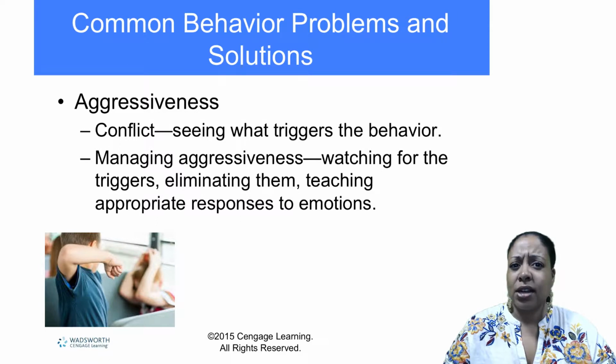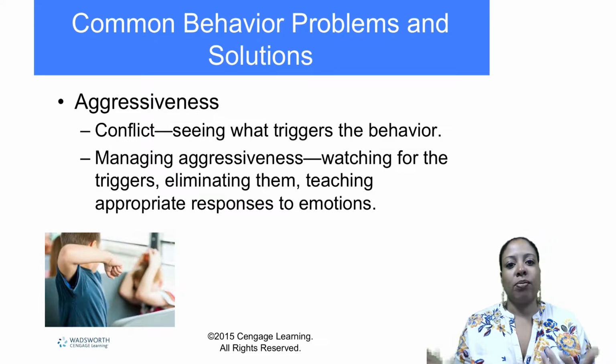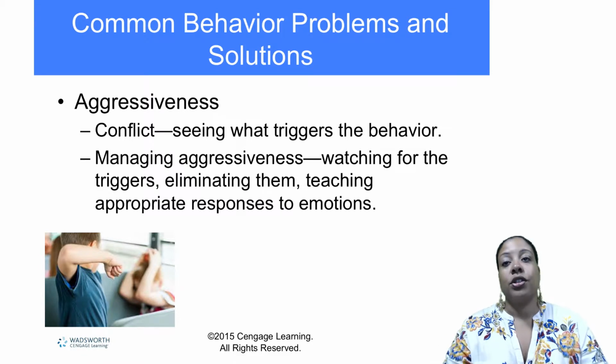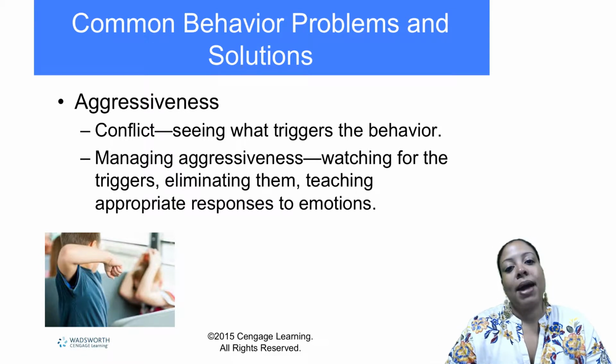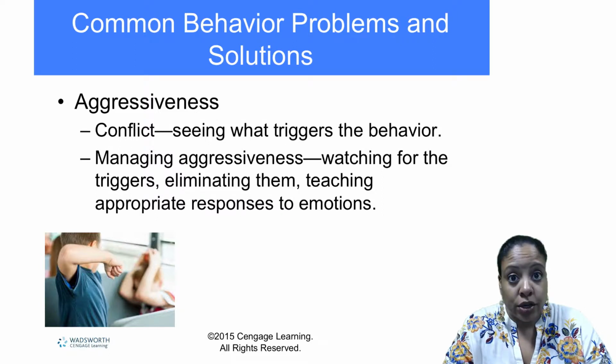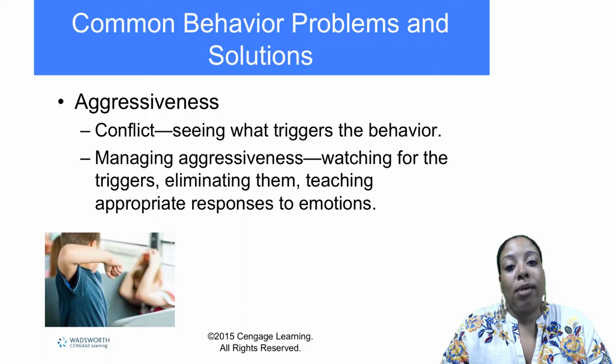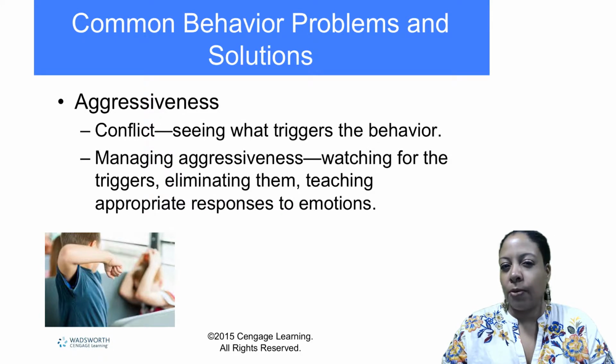And it seems like that's common sense, right? Sometimes when you're in the moment and you've got lots of little ones that you're managing, then sometimes it's hard to do. So with managing aggressiveness, you're watching for the triggers, what is causing the aggressive behavior. You're eliminating those triggers to the extent possible, and then teaching appropriate responses to emotion. So I think that's really important.